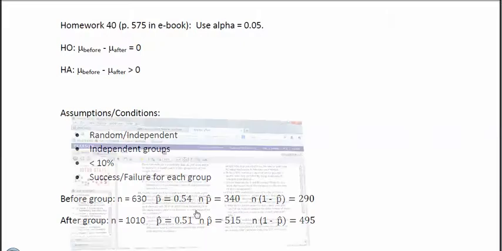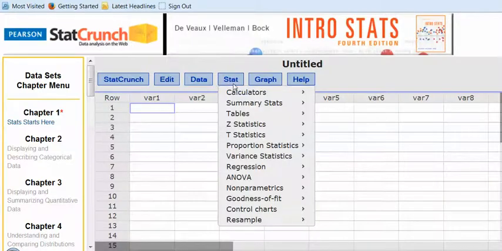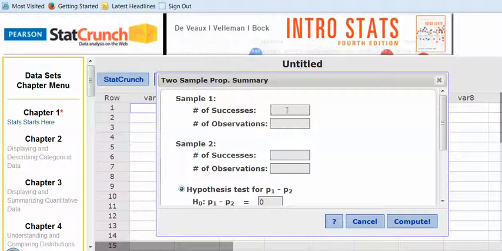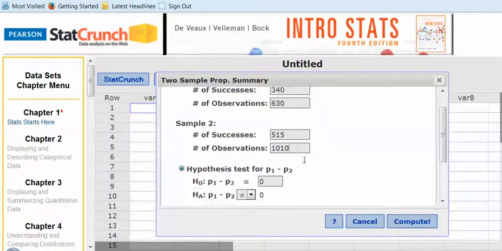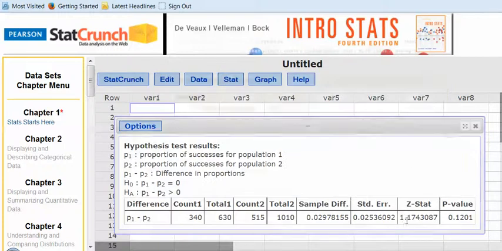So we can go on over and pull up StatCrunch, and we're going to go ahead and do proportion statistics, two sample with summary. Now if you remember, we have to put in the successes for each group, and we're going to do the before group first, and the successes there were 340, and the sample size was 630, and the after group had 515 successes and 1,010 observations. We're doing P1 minus P2 equal to 0, and then remember our alternative was greater than 0. So let's go ahead and compute.